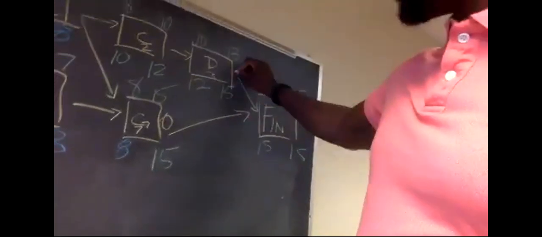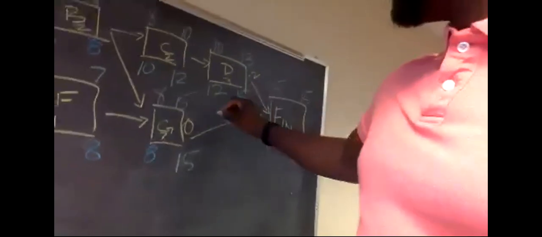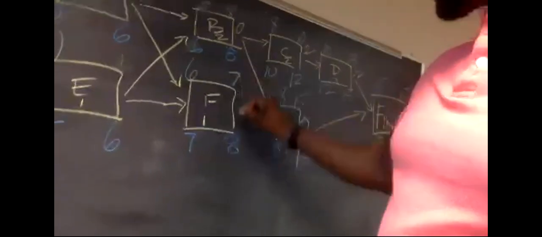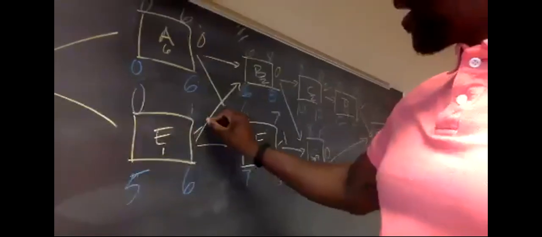15 minus 13, negative 2. 10 minus 12, negative 2. 8 minus 8, 0. Cool. 7 minus 8, negative 1. All right, let's go over here. 6 minus 6 is 0. 6 minus 1, negative 5.